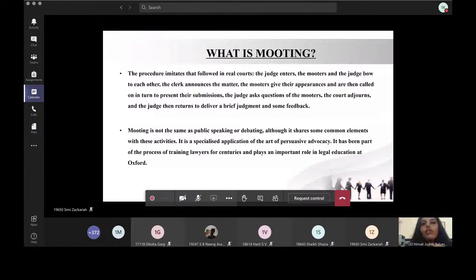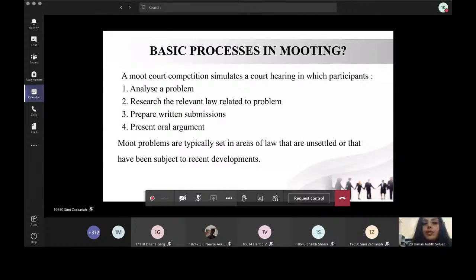Next, we move on to the basic processes in mooting. The basic processes in mooting involve 4 stages. One, a problem is given and you analyze the problem. The analysis of the problem is done by using the law. So instead of just analyzing the problem normally, law is used to substantiate that particular issue. Then that issue is recorded in the form of written submissions. What in moot court language people call written submissions or memorials are the ones that are drafted.